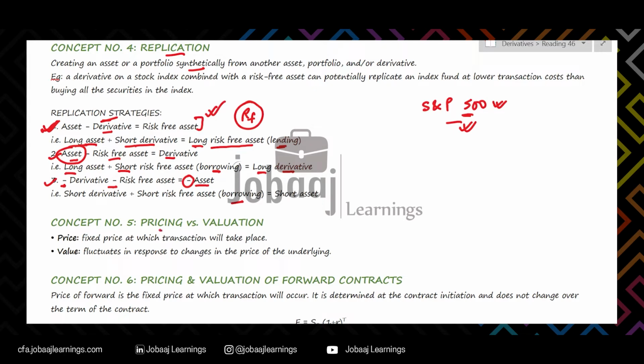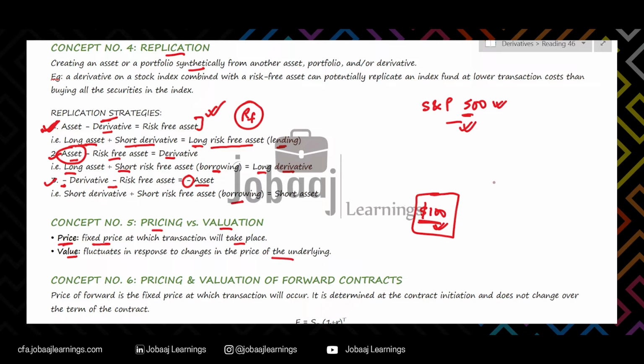Concept number 5, pricing versus valuation. What is price? Keeping a forward contract in mind, we can say that the fixed price at which the transaction will take place is the price of that derivative instrument. That means if it is a forward contract, then the price that we have mentioned in the contract at which we will do the transaction in the future, this amount is called the price. And what is value? Value is what fluctuates in response to changes in the price of the underlying.